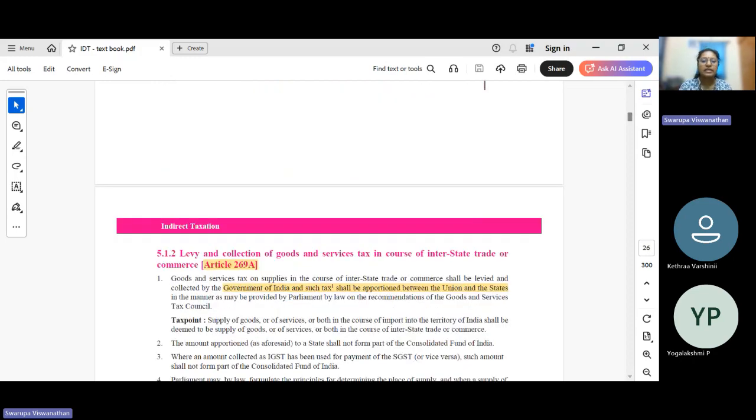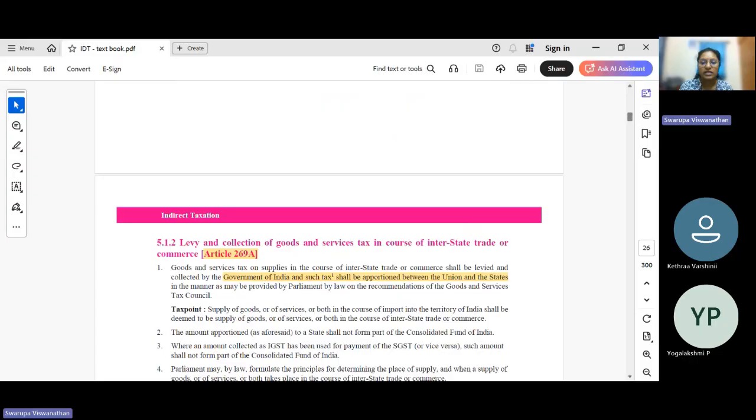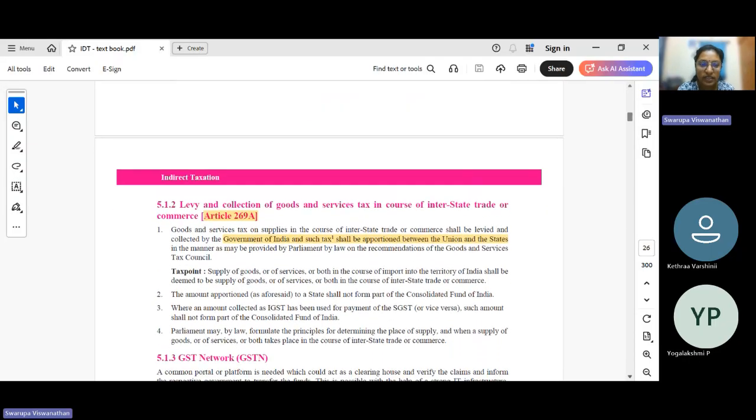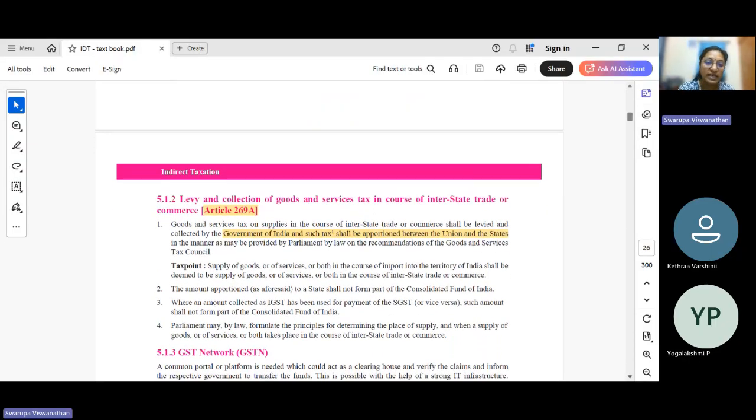Okay. Then Article 269A, it gives the state and central government the power to levy tax, and 269A states that the tax that is collected under interstate trade has to be apportioned between the center and the union in the manner as prescribed. Okay. So you just need to remember what is the crux of each of the articles.